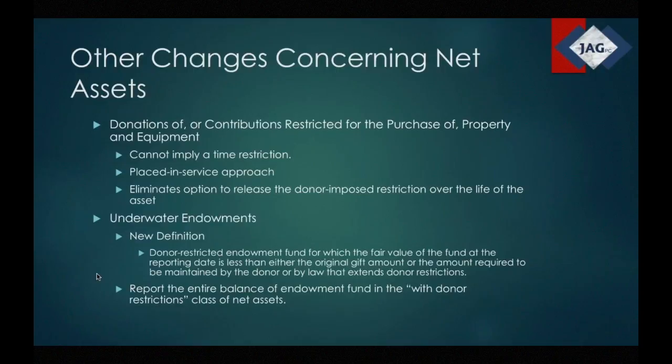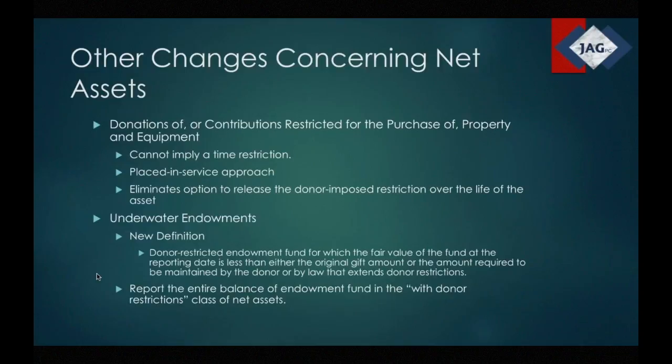A couple other minor changes. At least in my client base, we don't have a ton of these, but I'm going to bring them up because there are a few other little nuances within the changes concerning net assets. The first involves donations or contributions restricted for the purchase of property and equipment. Historically, a lot of organizations, if someone donated a fixed asset to be used for a specific purpose, were keeping track of that in their temporarily restricted net assets and were effectively releasing the restriction over the life of the fixed asset, effectively when the depreciation took place.